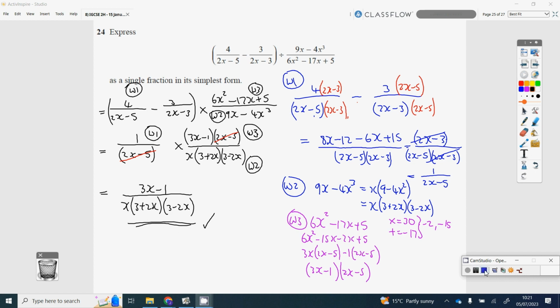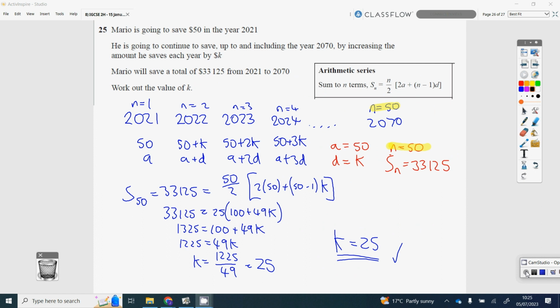Question 25. So we're adding on a set amount each year, so it's an arithmetic sequence. And we're being told the total he saves over a number of years is this. So it's actually going to be an arithmetic series. We're going to be adding up the amounts from each year. So again, the difficult bit here is gathering your thoughts to start with.